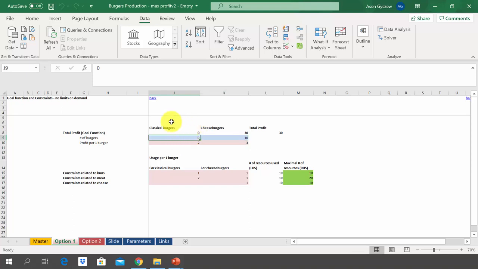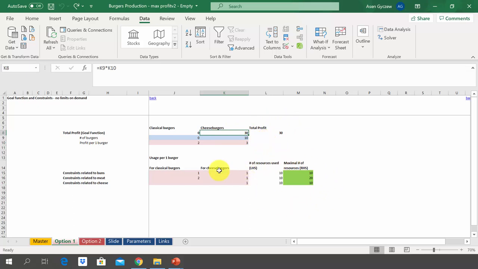So previously, we were producing two classical burgers and two cheeseburgers, and the profit was 10. Now, after it has analyzed the problem, it has decided that there is no point in producing the classical burgers and we should just produce the cheeseburgers. This, in a sense, is obvious in this case because the classical burger generates a profit of just 2 per unit, whereas the cheeseburger generates a profit of 3. Thanks to that, we are able to increase the profit from 10 to 30.